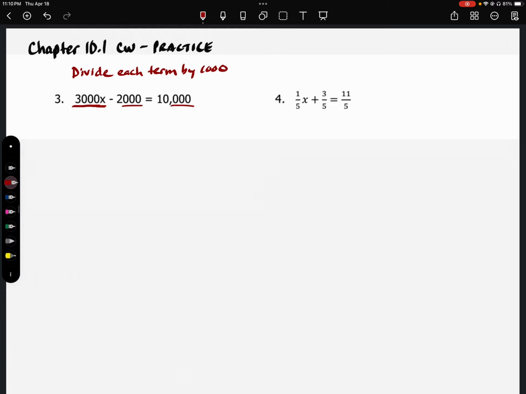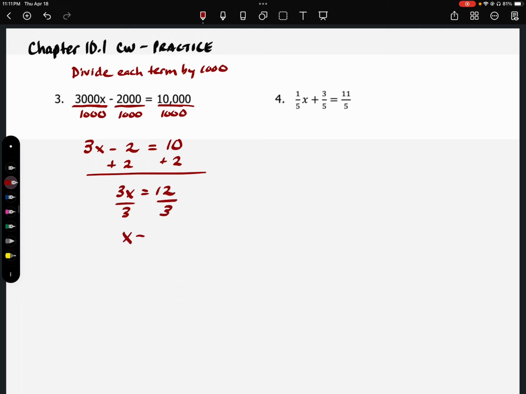So I'm going to turn this into like a division. I'm going to say divided by 1,000, divided by 1,000, divided by 1,000. So here's what I end up with. 3x minus 2 is going to equal 10. That's not too bad there, right? We'll add 2 to each side. 3x will equal 12, which means our x value has to equal 4.